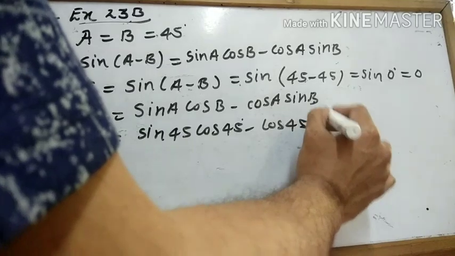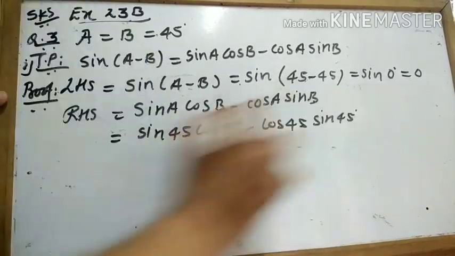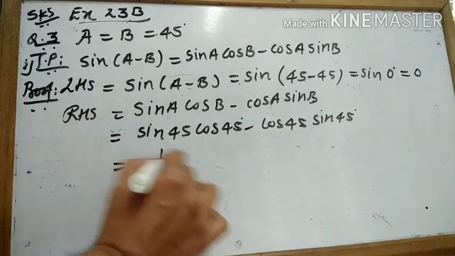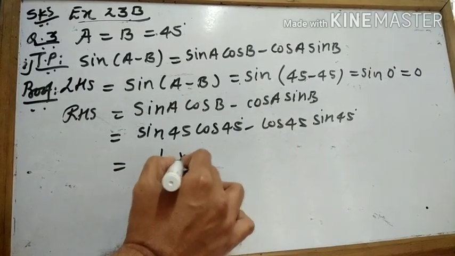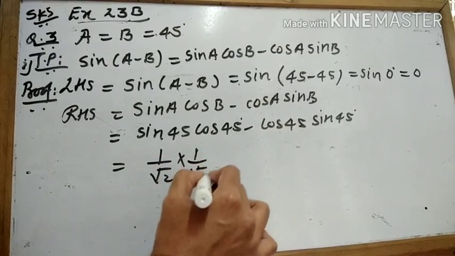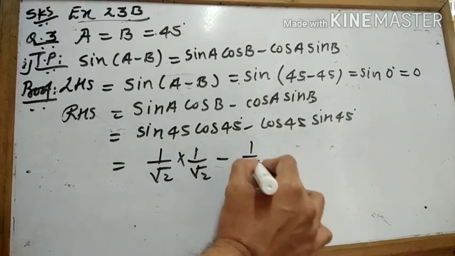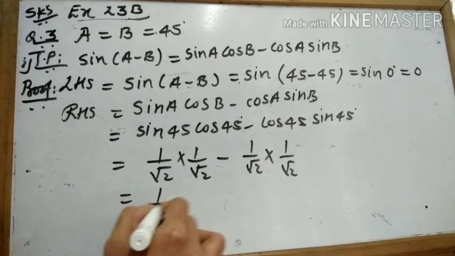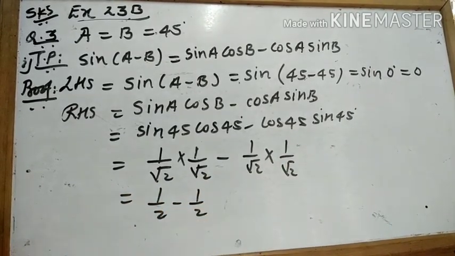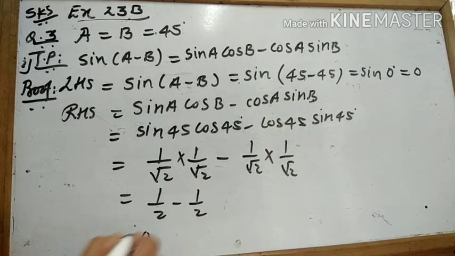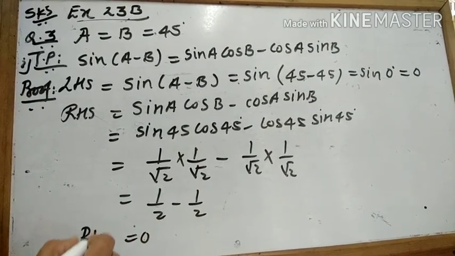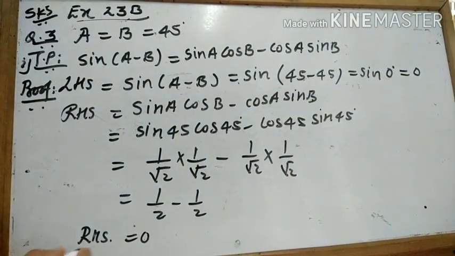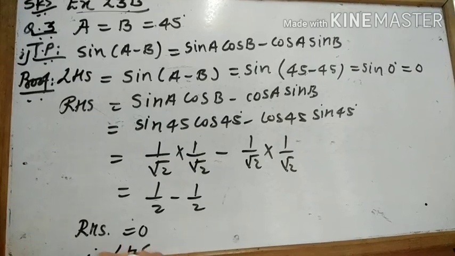A and B both are 45, so I have to substitute the values. From the table, if you observe it, sine 45 is 1 over root 2. Cos 45 is also 1 over root 2. This becomes 1 over 2 minus 1 over 2. Any number subtracted from itself is 0. So your RHS is 0. Your result for LHS also was 0. So ultimately I can say LHS equals RHS.